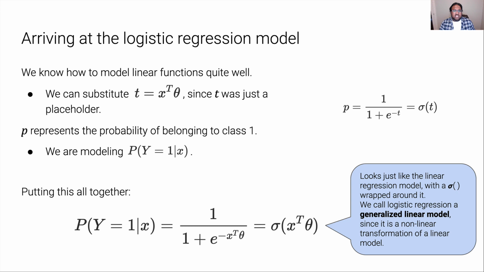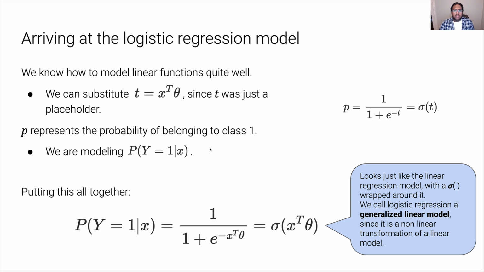Since we are using t as our placeholder for a linear function, and we know that we can represent linear functions by x transpose theta, where x is a vector of features and theta is a vector of parameters, I can substitute x transpose theta into this equation for t. I can also replace p with the probability that y is equal to 1 given x, which is what we were modeling this entire time.